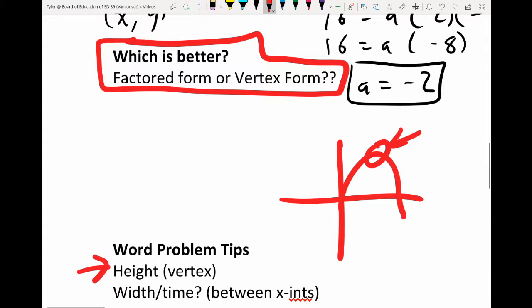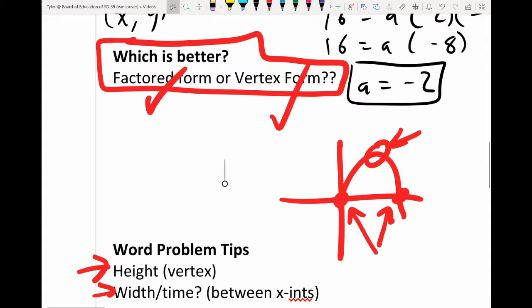So you're probably better doing vertex form. But if something's asking like, what's the width or the length of time it takes for the ball to go from the start to the end, well, those are zeros. So it might be better to do factored form. If it's not a word problem and it just says graph it, honestly, I find that both methods work, but it depends on which skill you're better at.